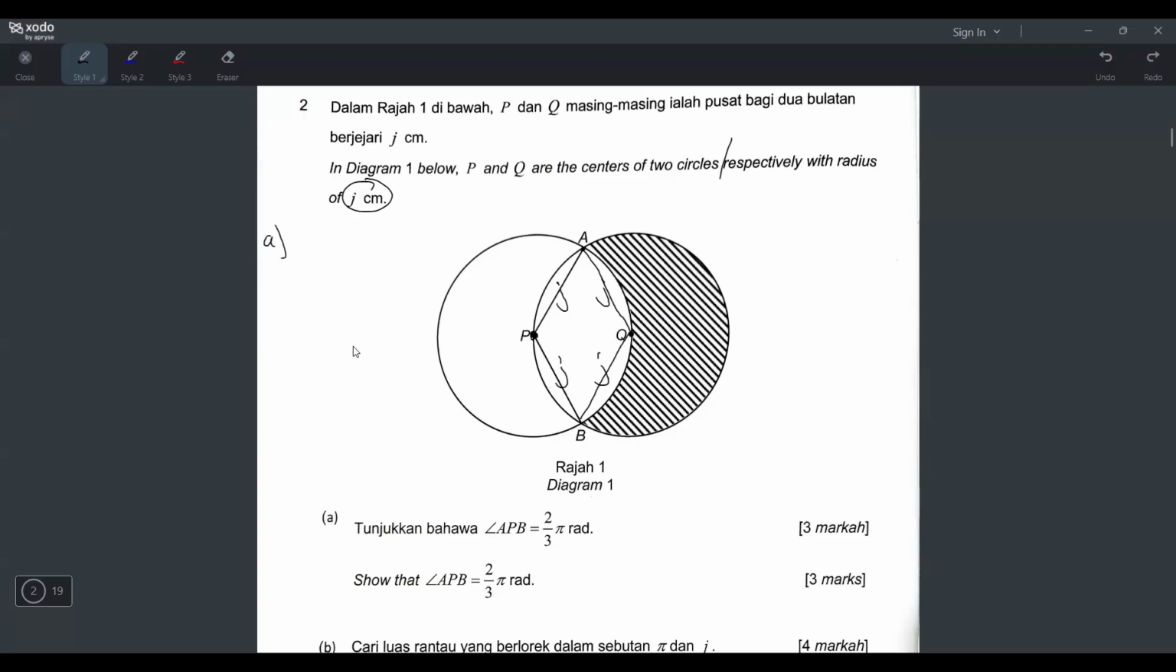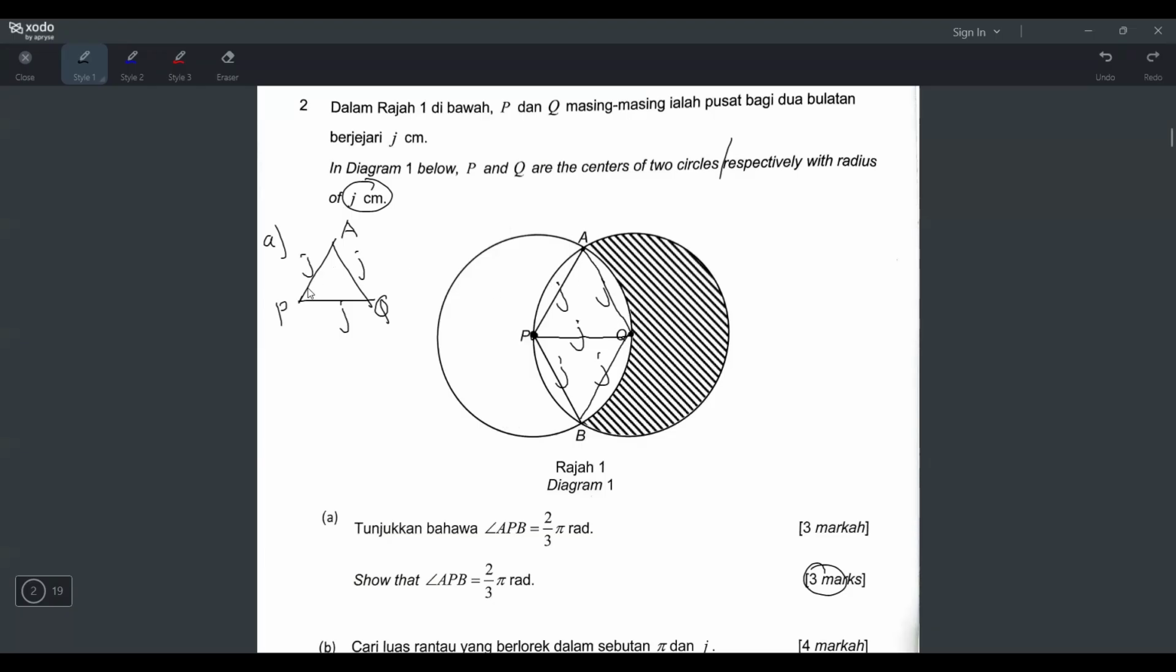Question A, they want us to show that angle APB is 2 over 3 pi radian. They want us to show that the angle from here to here is 2 over 3 pi. So how can we show that? Actually, it's very easy. You just add one line from P to Q. Because when you add a line like this, do you realize this is also the radius? This is the circle, this is the center, draw to the side of the circle, that's the radius. It means this is also j. And you can clearly see that all are the same length. Even though you don't know j, you know they are all the same length, they are all radius.